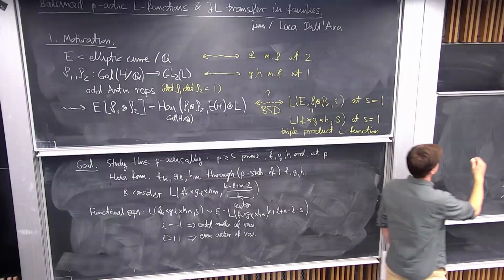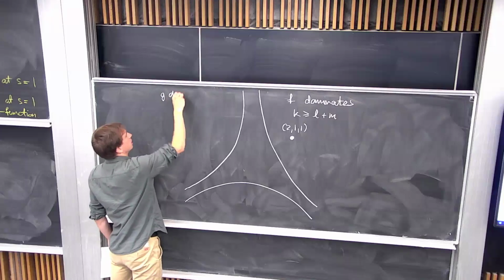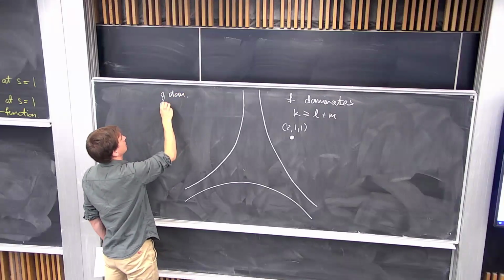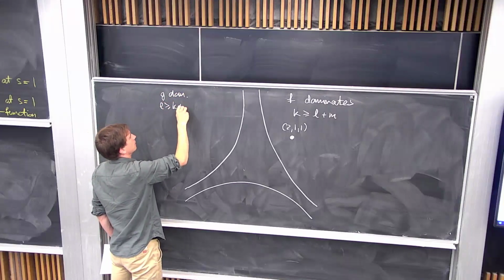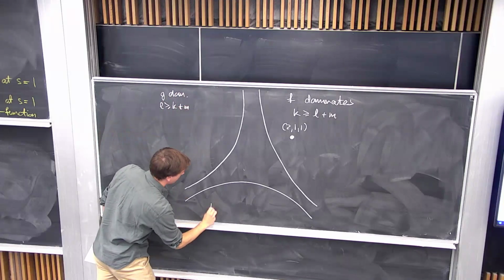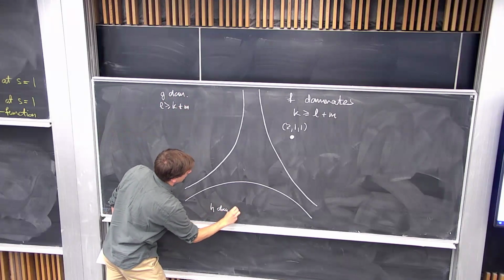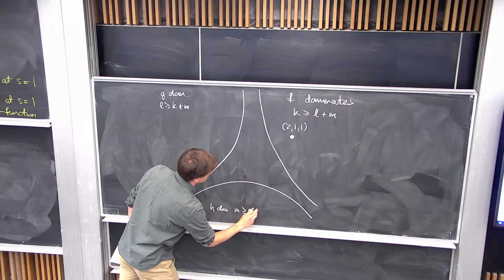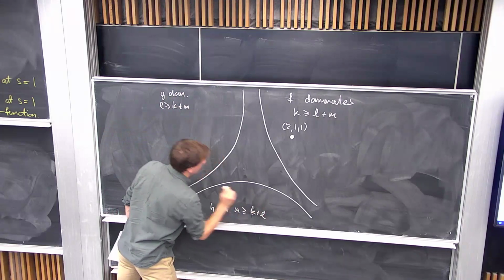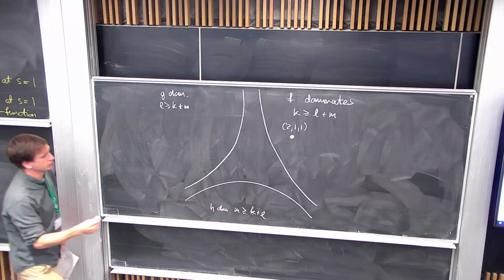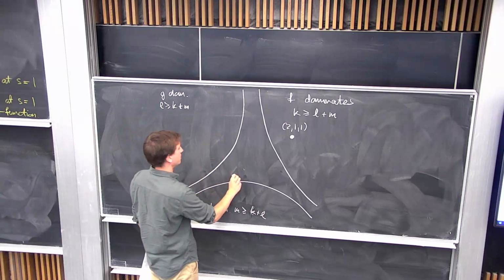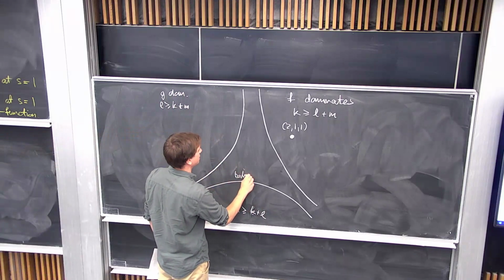Similarly, you can look at the region where G dominates, in other words, l is the biggest weight. Then you can have the region where H dominates, so m is the biggest of the weights, bigger than k plus l. And finally, you have this remaining region in the middle where none of the weights dominate, and this is called the balanced region.